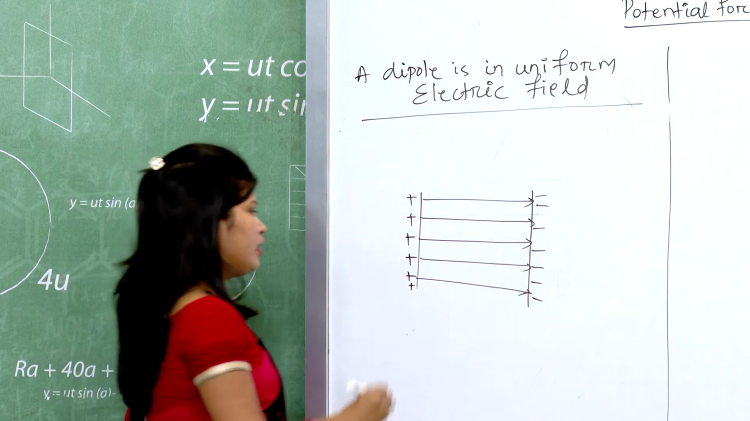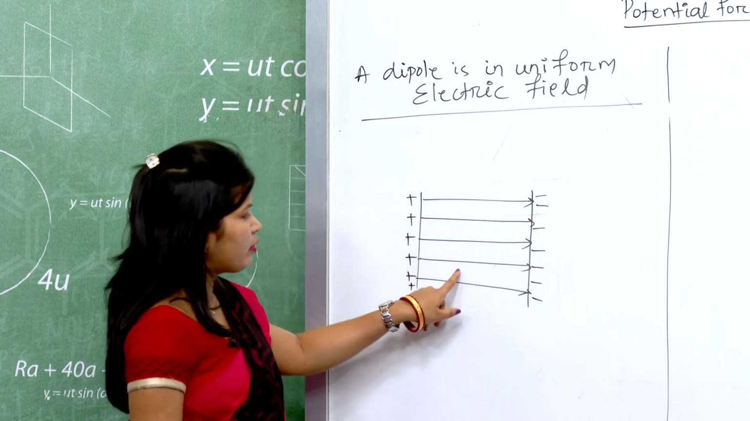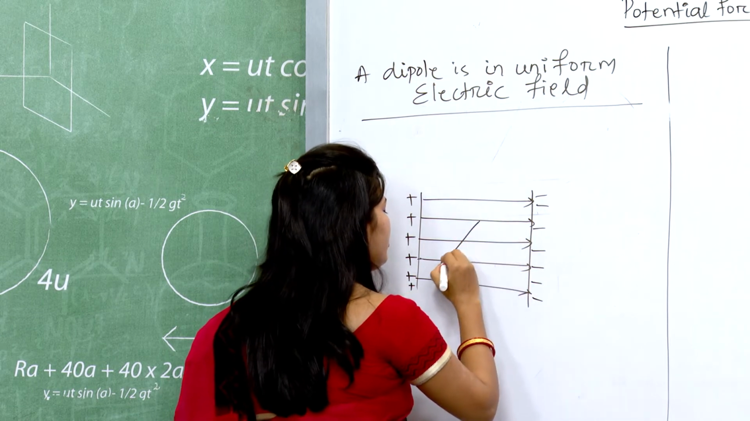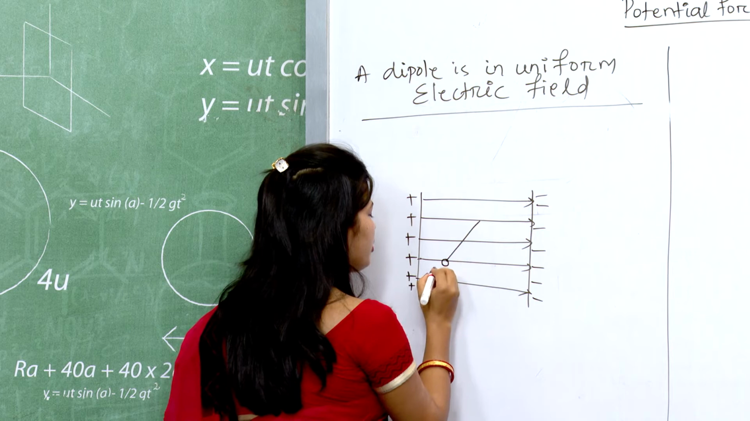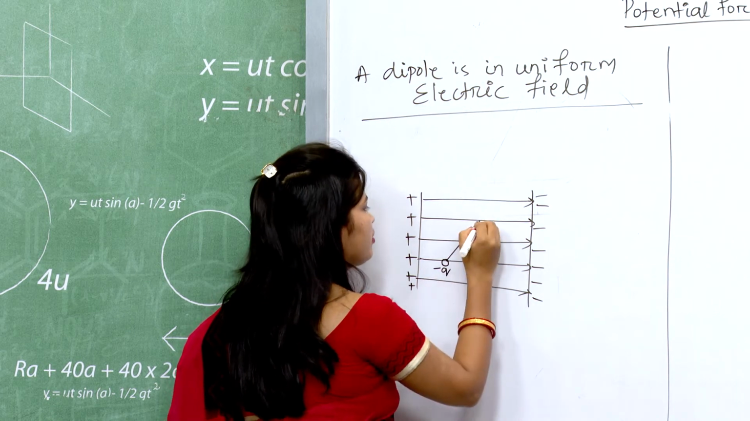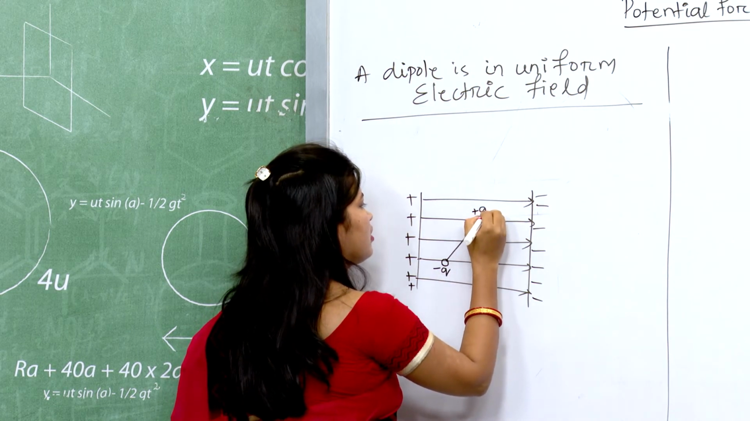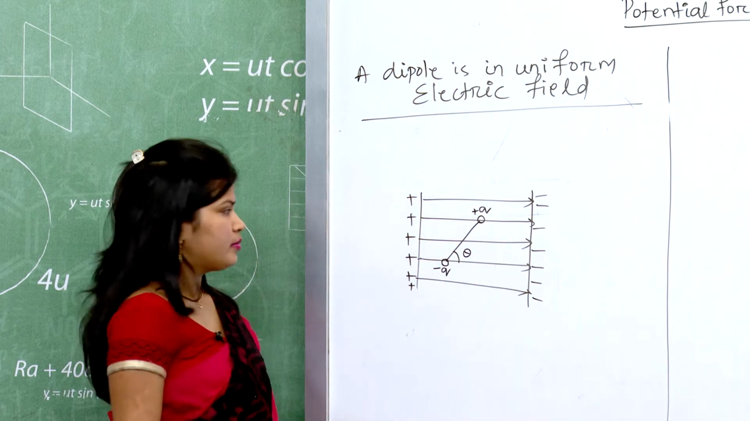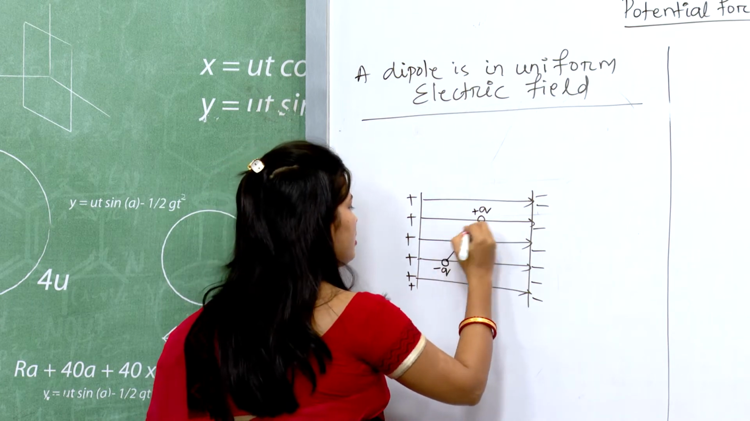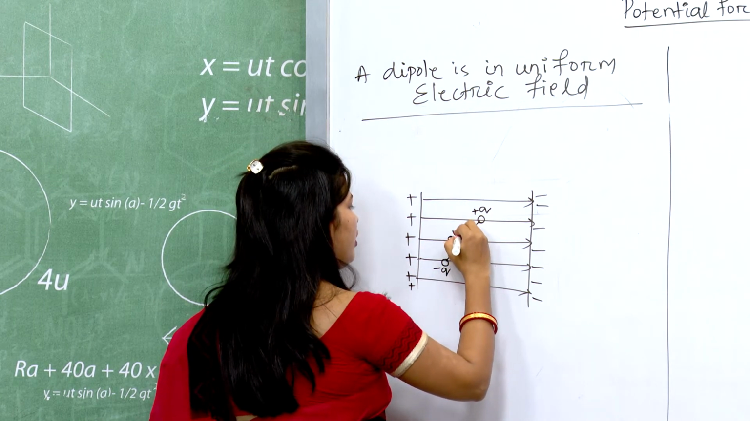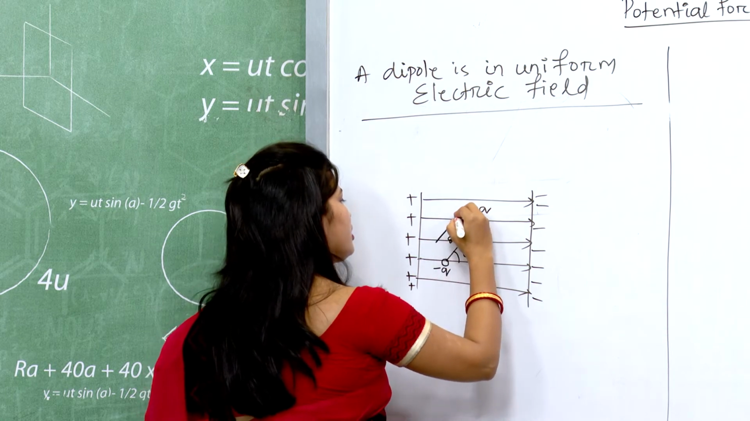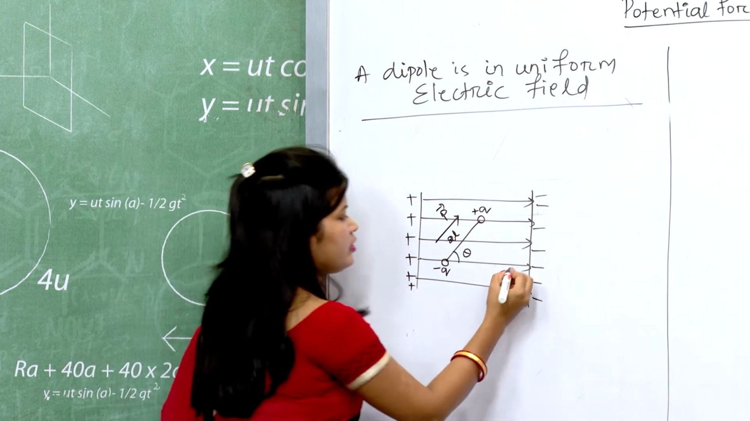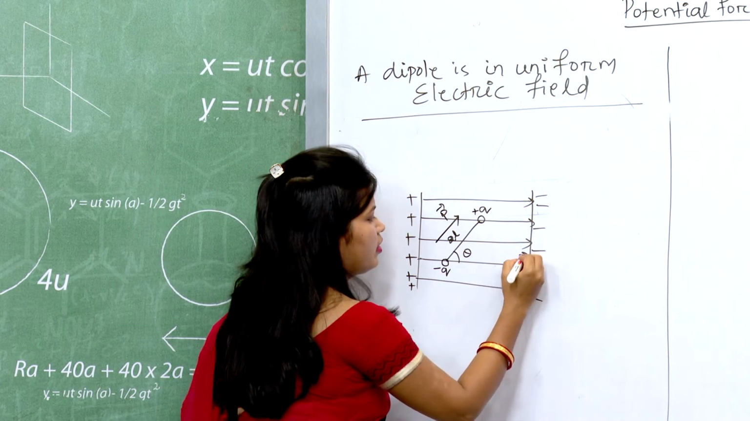In a uniform electric field, I place a dipole at an angle of elevation theta. This is minus q and this is plus q. The angle of elevation is theta. Their separation distance is 2L, and the dipole moment's direction is from minus q to plus q, and this is the electric field direction.